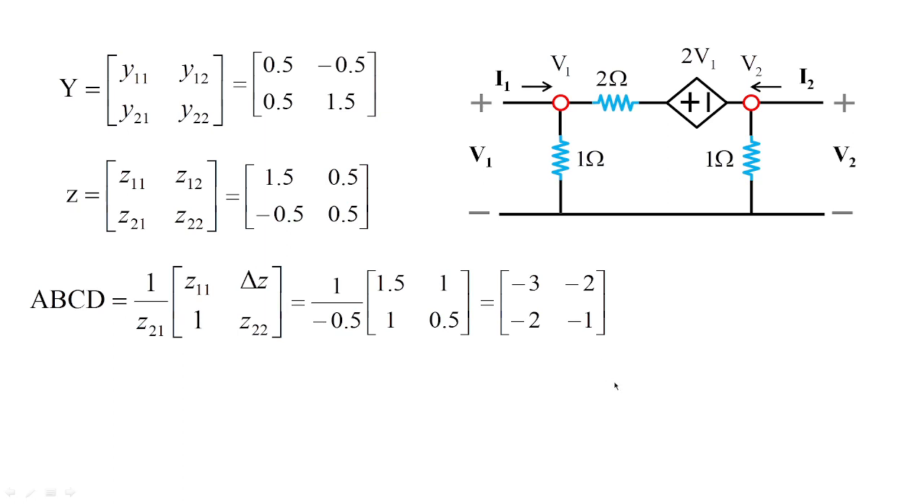So if you observe carefully, we have obtained Z parameters, we have obtained Y parameters, and finally the transmission line parameters, which is exactly same what we have employed using the normal approach.